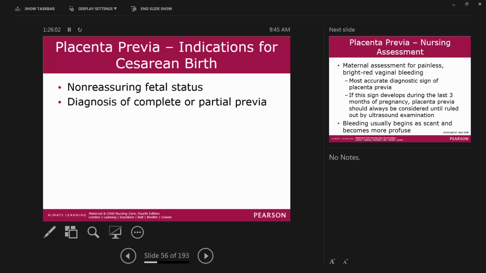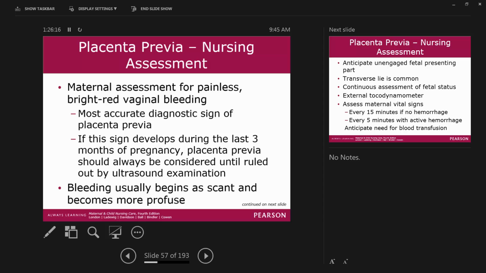Okay, so indications for your cesarean birth with the placenta previa is a non-reassuring fetal status, of course. But if she has a complete or partial previa, she's not having a vaginal delivery. The bleeding is painless, of course, because it's not so much an abruption as the part that is exposed to the cervix is just bleeding out through the cervix. Okay, so we need to estimate how much bleeding she is having.